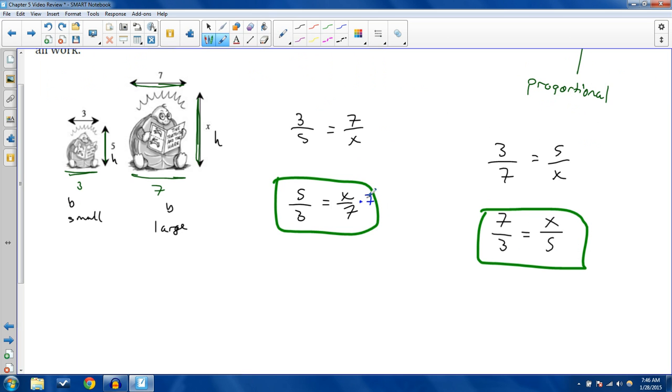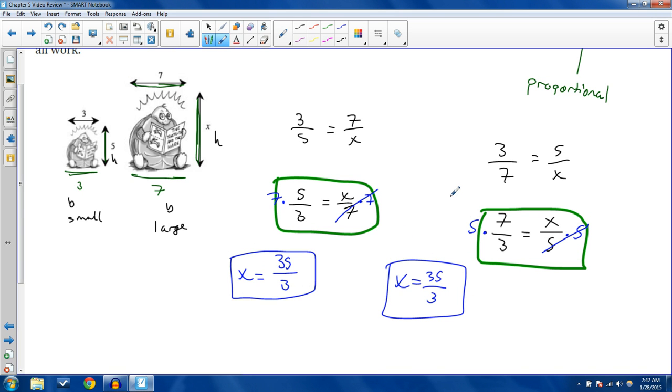If I multiply by 7 on both sides here, I'll get 7 times 5 over 3, which is 35 over 3. Over here, if I multiply both sides by 5, I'll get 5 times 7 over 3, which is, again, 35 over 3. So I get the same answer, despite a different setup.